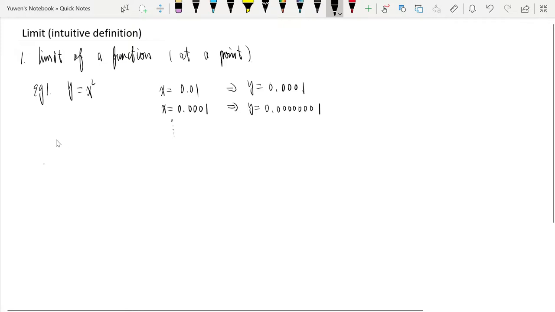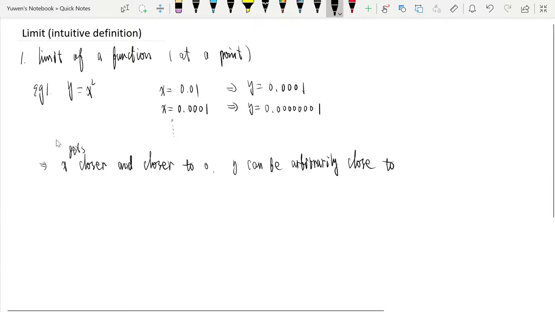That means when x gets closer and closer to 0, y can be arbitrarily close to 0, because we can let x be closer to 0 and y can be arbitrarily close to 0. So this gives the concept of the limit.